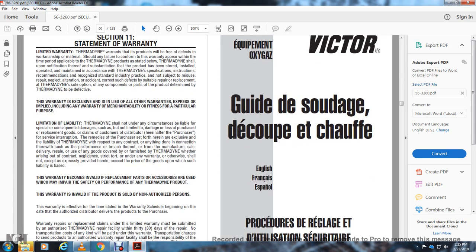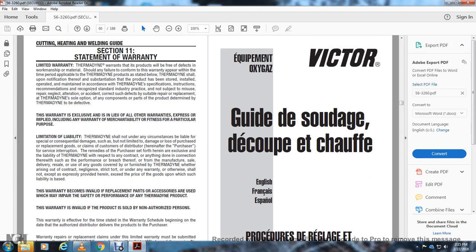And then, Section 11, statement of warranty. Limited warranty: Thermodyne warrants the product to be free of defects in workmanship and material. Should any failure that conforms with the warranty appear within the time period applicable to Thermodyne, the product will be handled as stated below. Thermodyne also requires notification thereof, and substantiation that the product has been stored, installed, operated, and maintained according to Thermodyne specifications, instructions, recommendations, and recognized standard industrial practice, and is not subject to misuse, neglect, alteration, accident, or acts such that defects are suitable for repair or replacement.